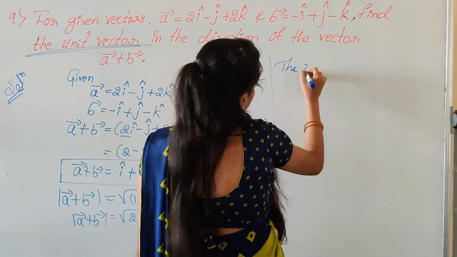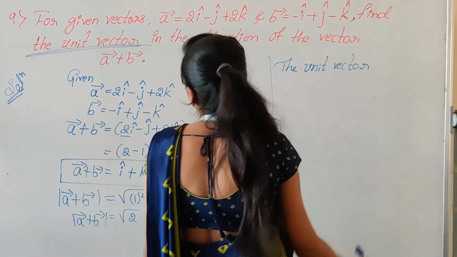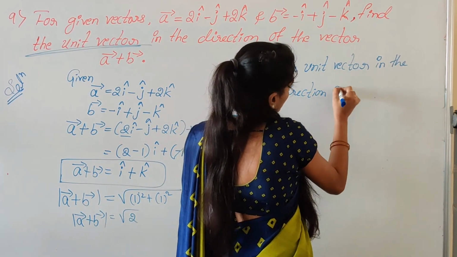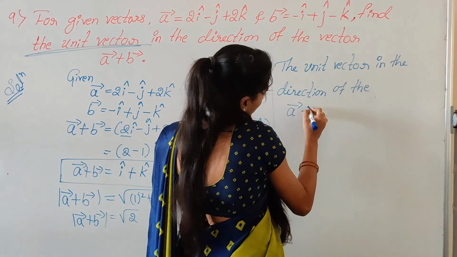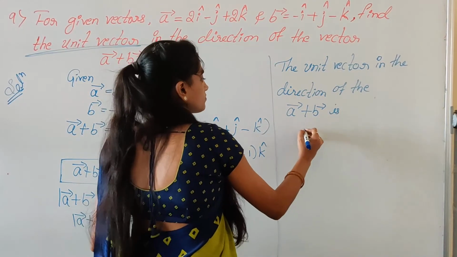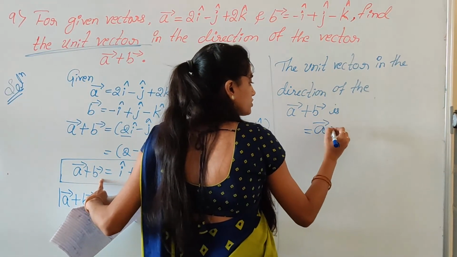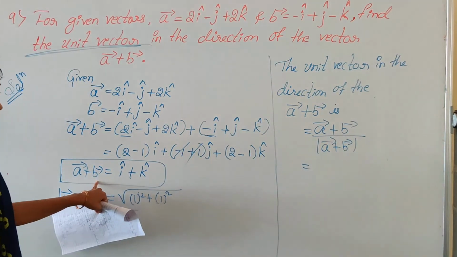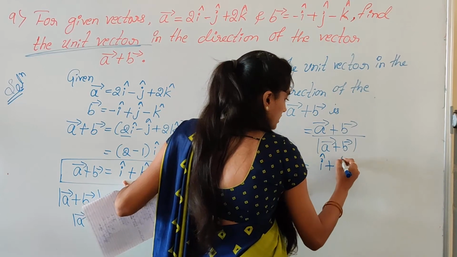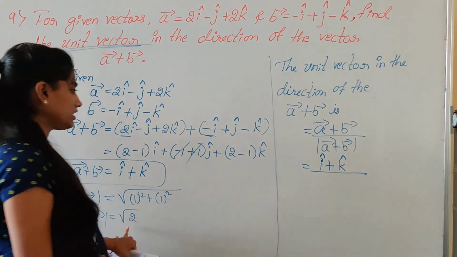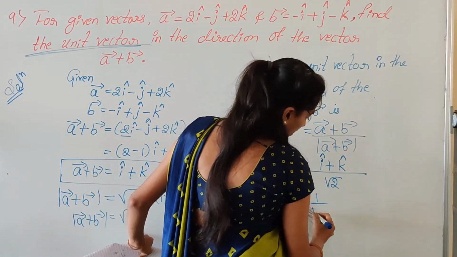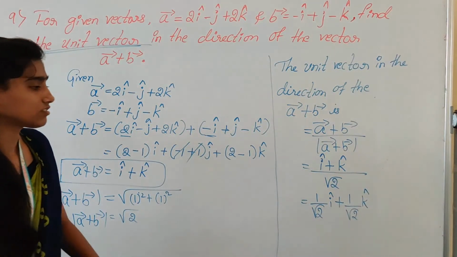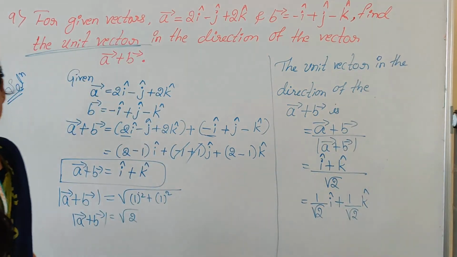Now the unit vector in the direction of the vector a plus vector b is vector a plus vector b divided by magnitude of vector a plus vector b. Now substitute the value. Vector a plus vector b is equal to i cap plus k cap, divided by magnitude of vector a plus vector b, which is square root of 2. That is 1 by root 2 into i cap plus 1 by root 2 into k cap. So this is the unit vector in the direction of the vector a plus vector b. The next one.